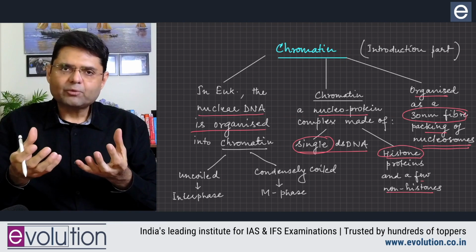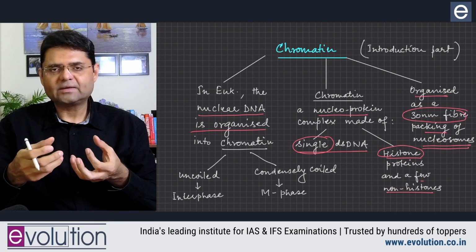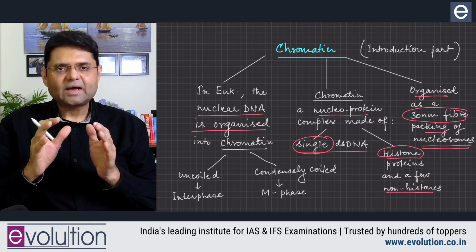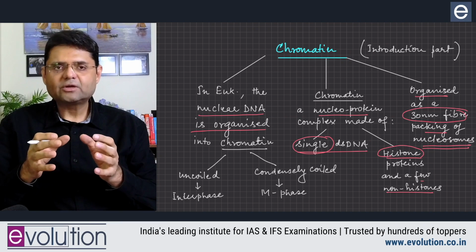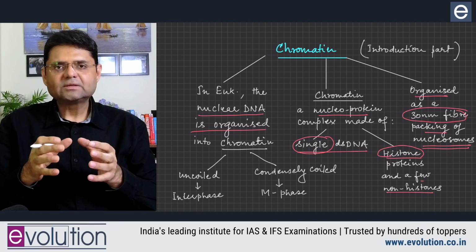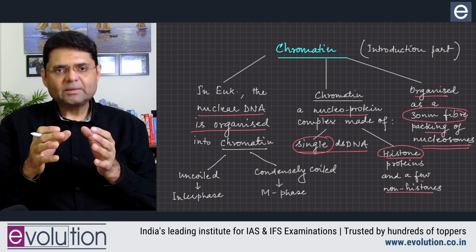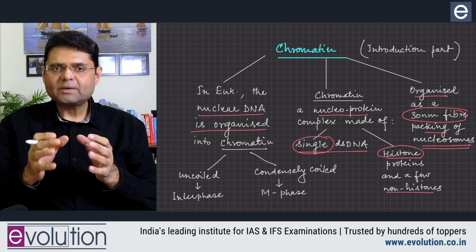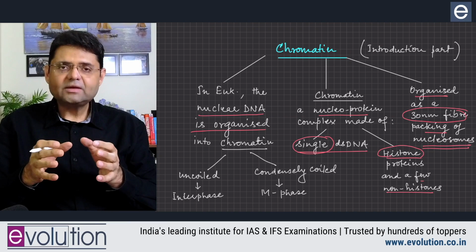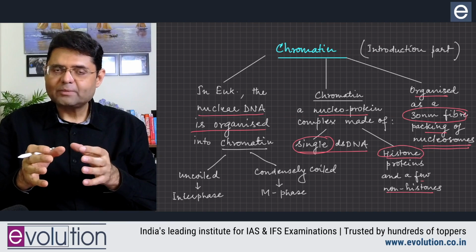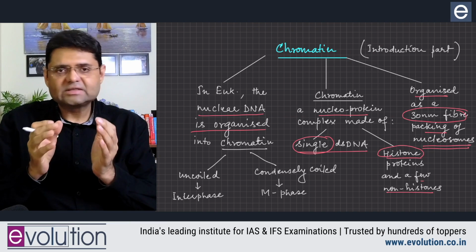First and foremost, my point is that in the eukaryotes, the nuclear DNA is organized into chromatin. Now, if you see, I have underlined nuclear DNA is organized. Why? Because in the eukaryotic cell, apart from the nucleus, even mitochondria and chloroplast can contain DNA. But the point is that in the mitochondria and chloroplast, the DNA that is present never gets organized as chromatin. It is only the nuclear DNA that will be getting organized as chromatin. A small fact, obvious fact, but it needs to be told to the examiner.